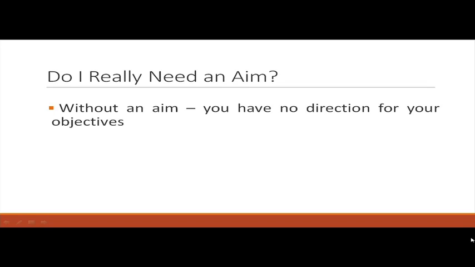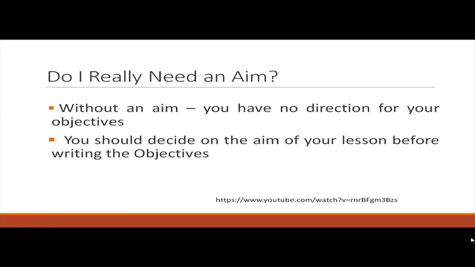Without an aim, you have no direction for your objectives. So, to cross the river, that is the aim, right? And so, in that case, if you have an aim, then only you will get the objectives, and you should decide on the aim of your lesson before writing the objectives. In a lesson, if I know what I want from the learner, then it is easy for the teacher to describe what the objective is.